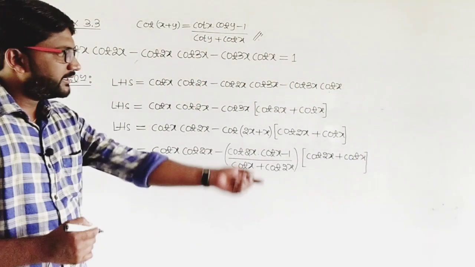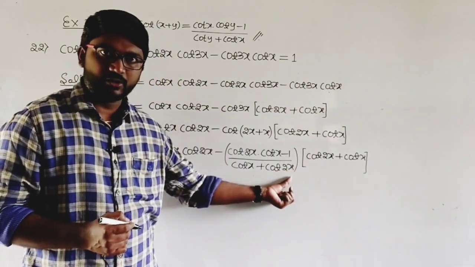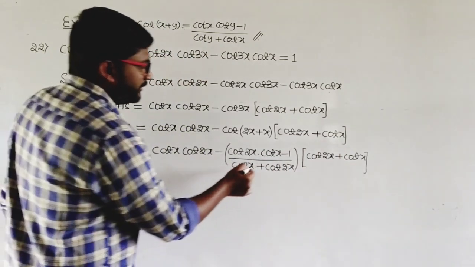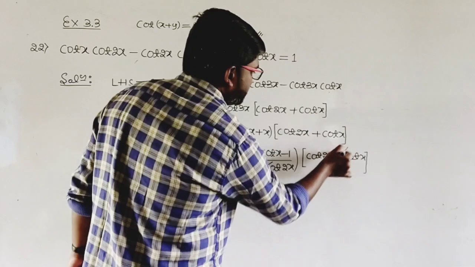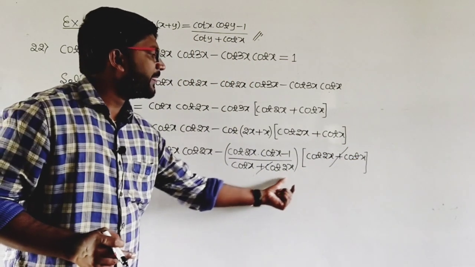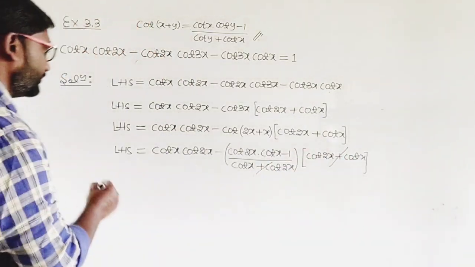Now see the denominator and this particular term: cot x plus cot 2x, and here cot 2x plus cot x. So these two get cancelled. It is in the form of a plus b, and here it is b plus a. Both are same. That is why I am cancelling out these two terms.